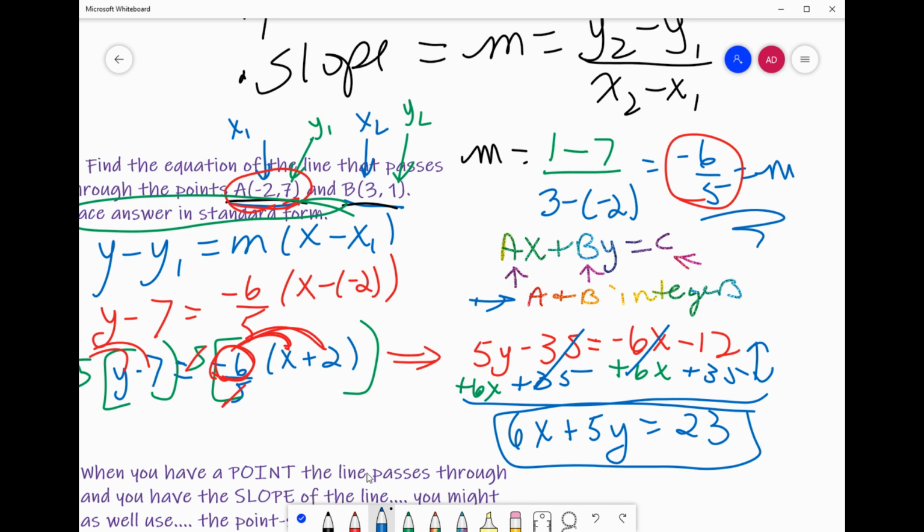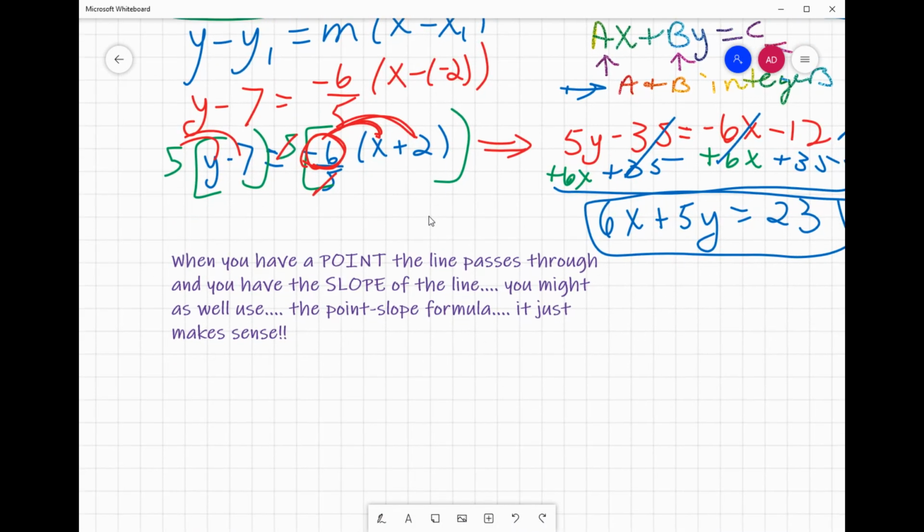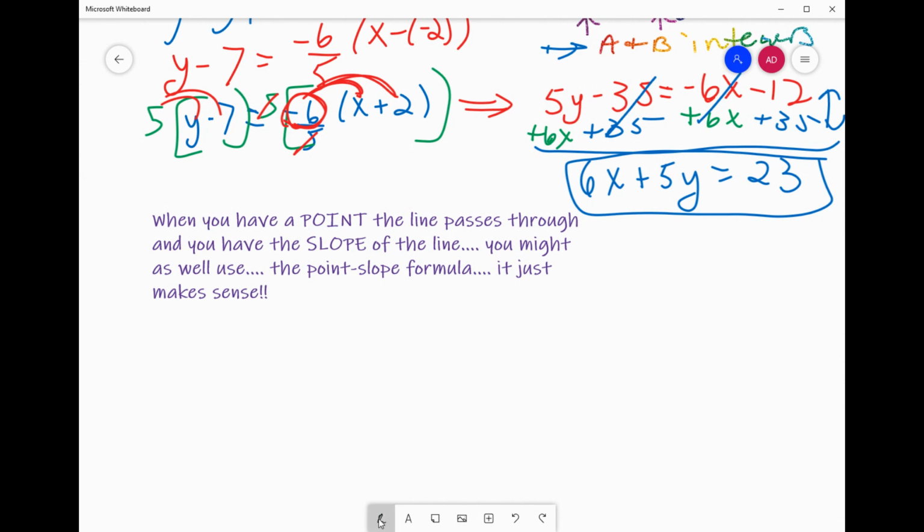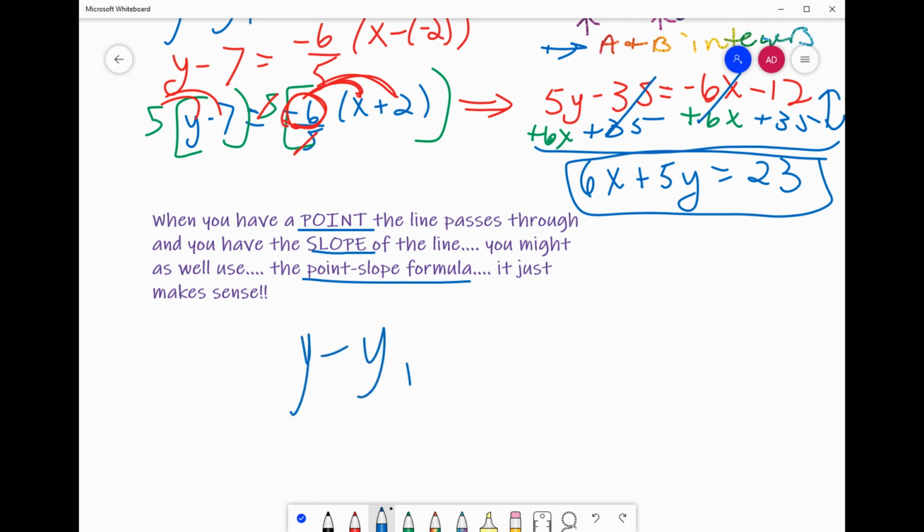So again, here we go. There are two key things that you have to find in order to write the equation of a line. You have to have a point the line passes through, and you have to have a slope of the line, okay? And when you have the point and the slope, it really does make sense. You might as well use the point-slope formula.